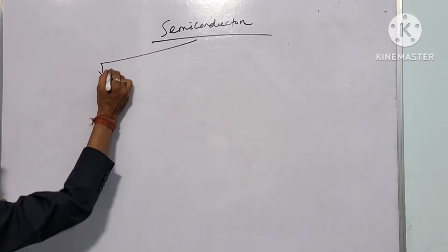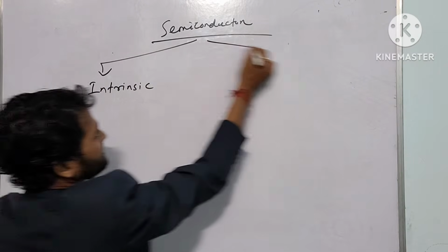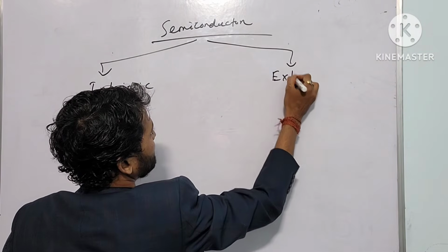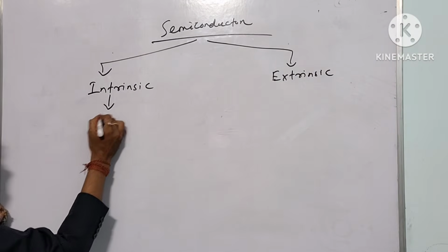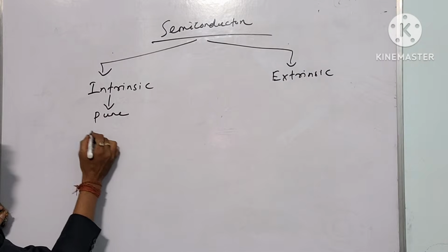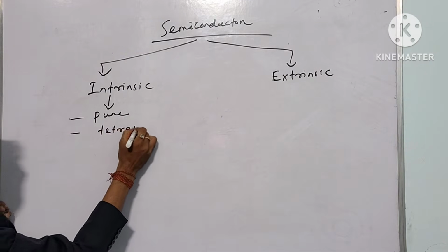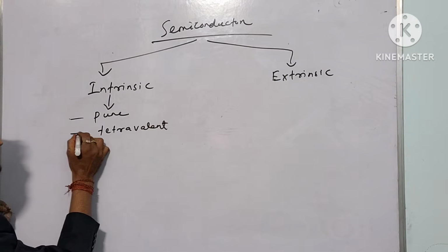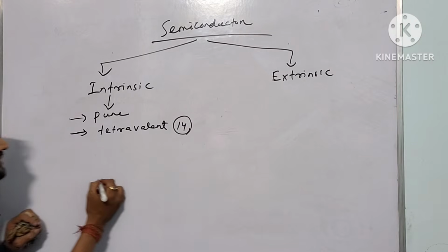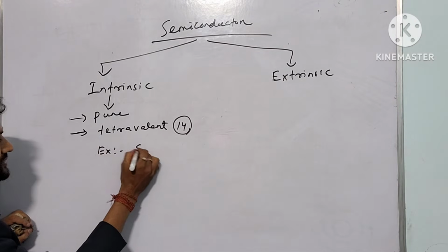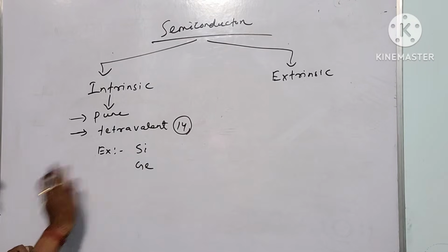I'll explain briefly this one. One is called intrinsic semiconductor, second is extrinsic semiconductor. ठीक है? Intrinsic semiconductor is pure semiconductor. Okay, first point. So it is made up of tetravalent atom. Tetravalent atom मतलब which has 4 electron in outermost orbit और group 14 elements. Example क्या है? Silicon or germanium. It is pure. There is no impurities.